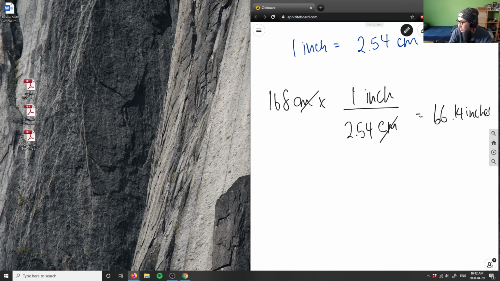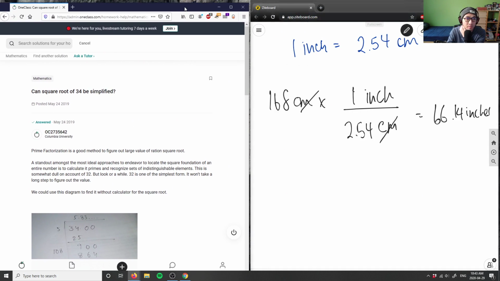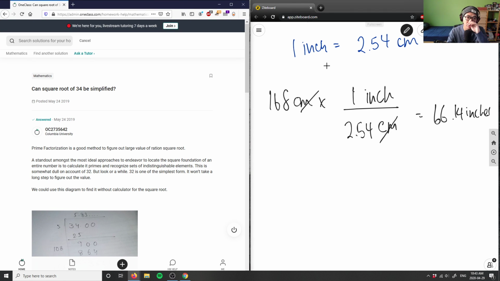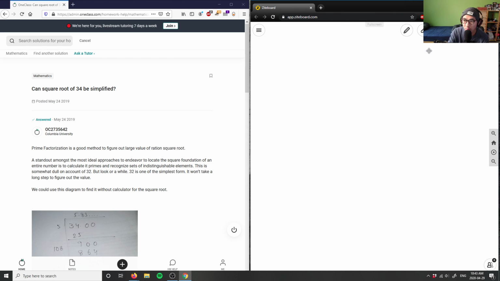Let me pick this one here. Let me pick 3 of them. See if I can squeeze in 3 more questions here. And then I have these 2 as well. Okay, let's do these 2 as well. So it says here, this is asking us, can the square root of 34 be simplified? So I picked 3 more questions here.